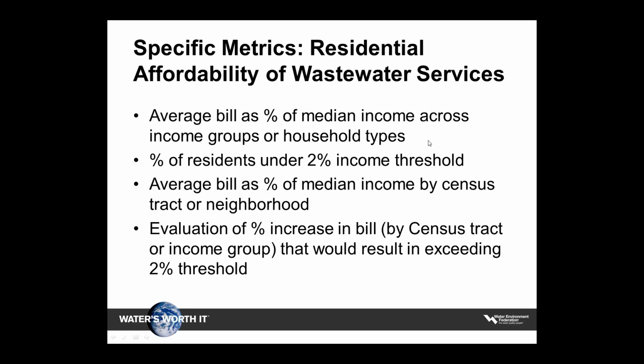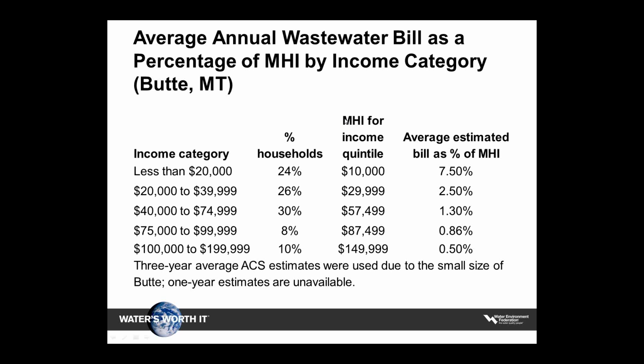There are other ways of looking at this. Here are some other metrics that we have demonstrated: average bill as percent of median income across the income groups, percent of residents under the 2% or over the 2% threshold, and so on. And so here's an example. If you break out your income categories, you can see that for what ends up being about half of the population in Butte, Montana, you have considerably over 2% of median household income for wastewater services.